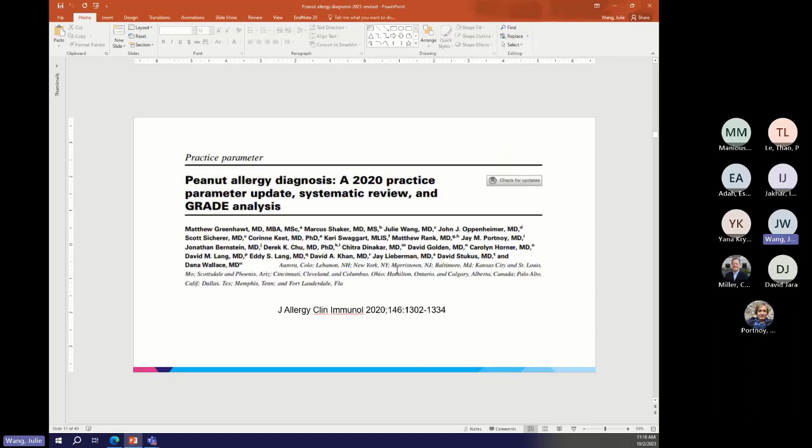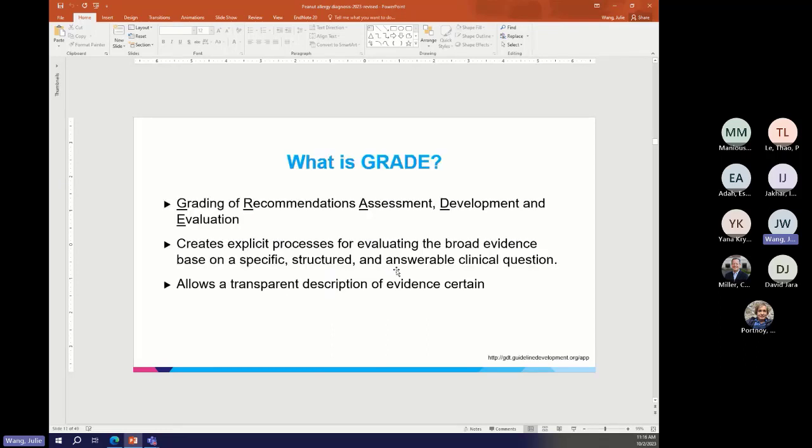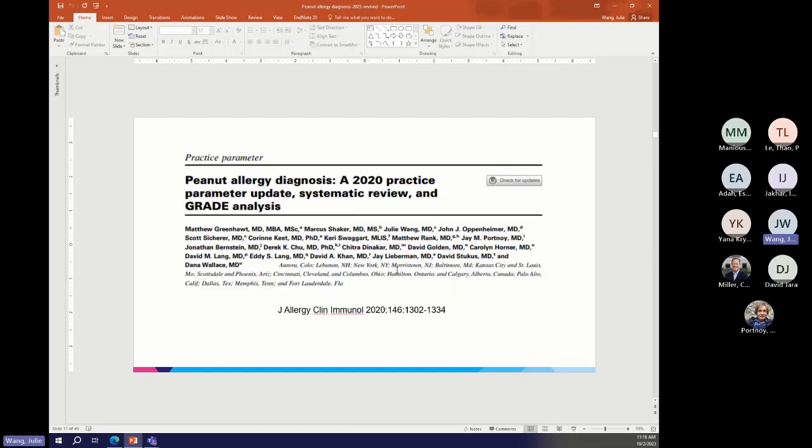So I want to turn towards the peanut allergy diagnosis practice parameter, which was published in 2020 in the Journal of Allergy and Clinical Immunology, which will be the focus of this talk. So this was a GRADE parameter. Just to point out that this is a 2020 practice parameter update, systematic review, and GRADE analysis.